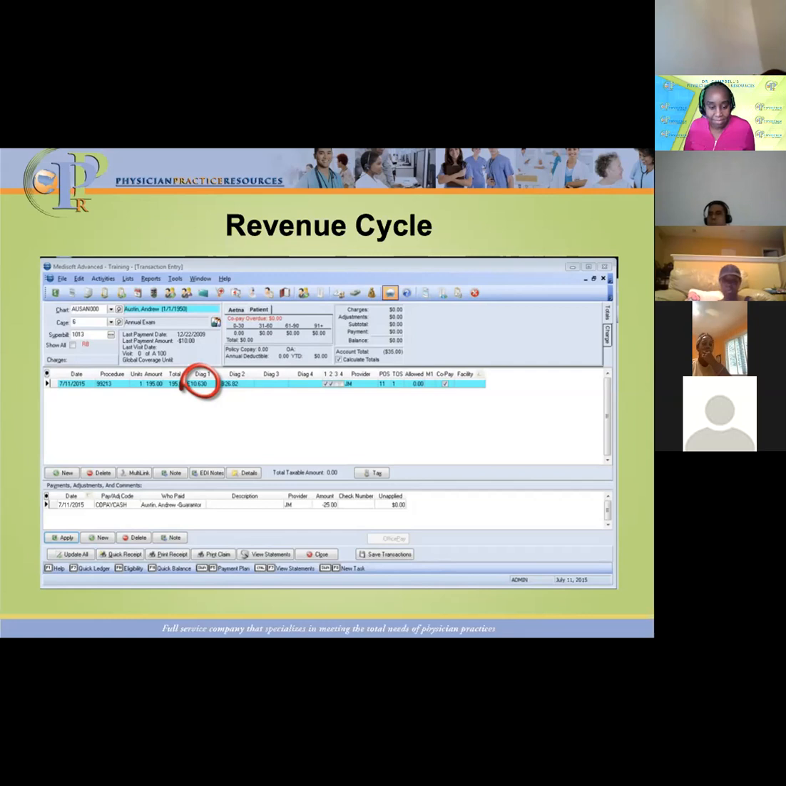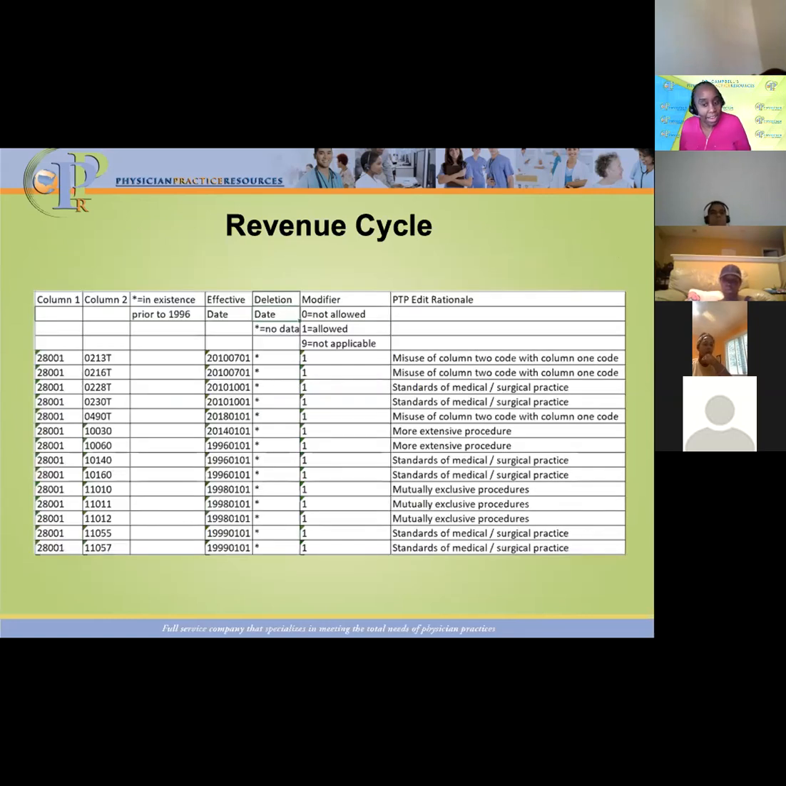Edit. NCCI. And what is NCCI other than National Correct Coding Initiative? What does it actually mean? What is it doing? Why do we have it?